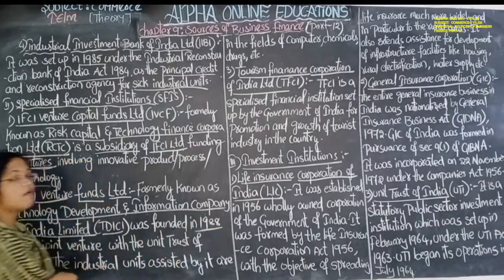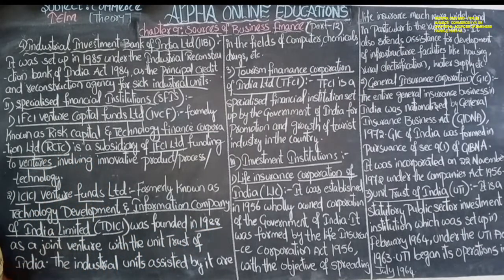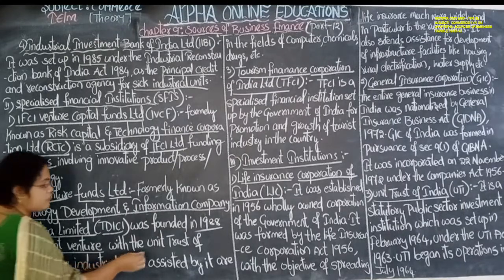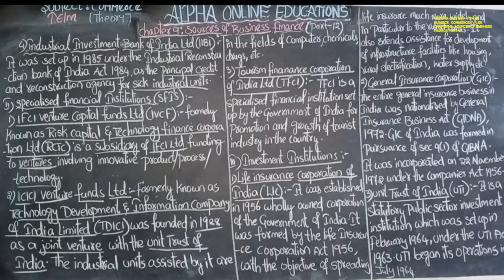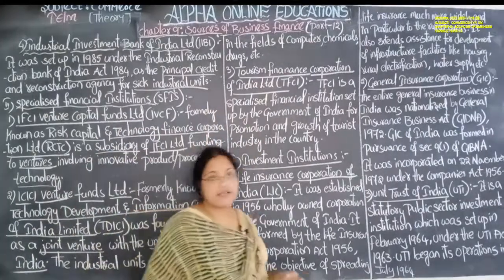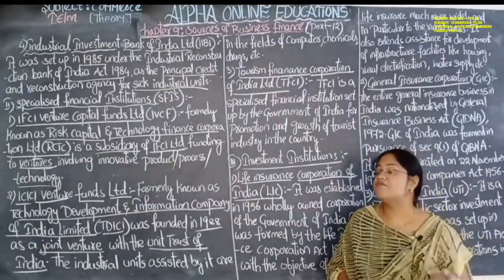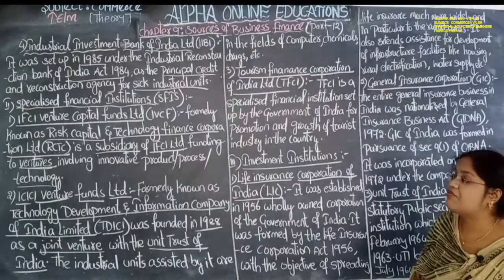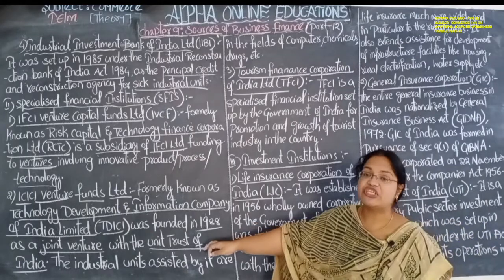It was formed in 1988 as a joint venture, meaning more than two members are involved in this venture, with the Unit Trust of India. TDICI and UTI, Unit Trust of India, are involved as joint venture partners. The industrial units assessed by it are in the field of computers, chemicals, drugs, etc. So it provides finance for the development of computers, chemicals, drugs and environment related developments. It mainly concentrates on that. It is known as ICICI Venture Funds Limited.